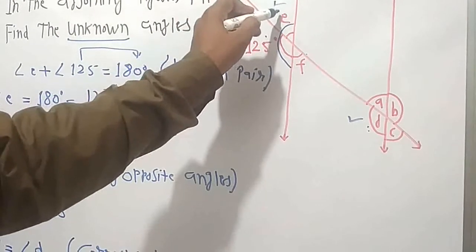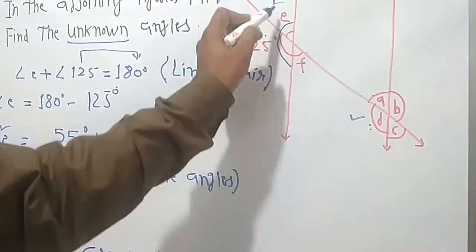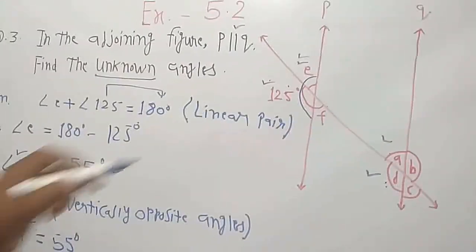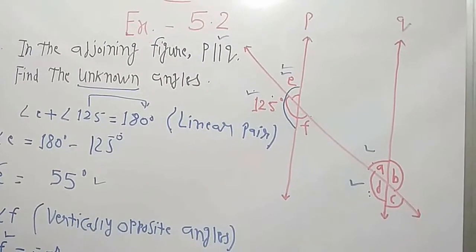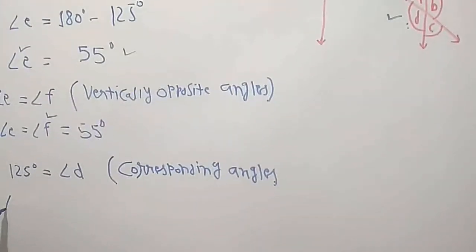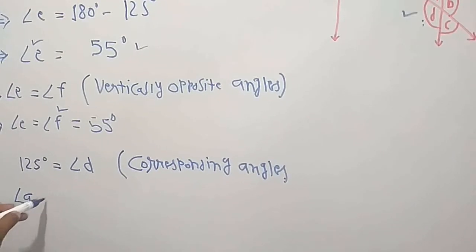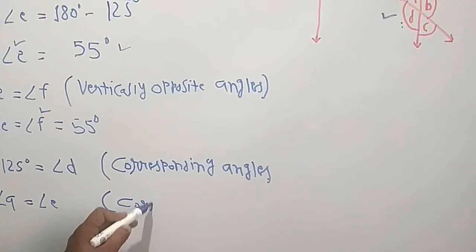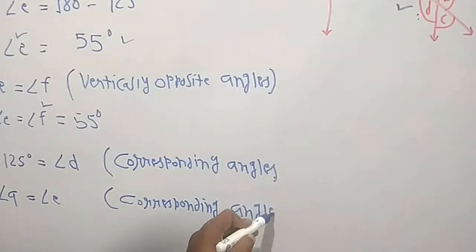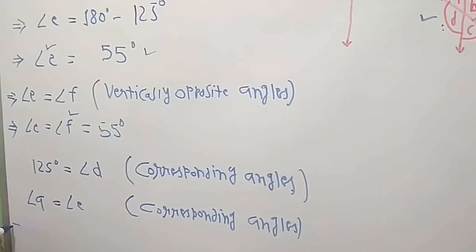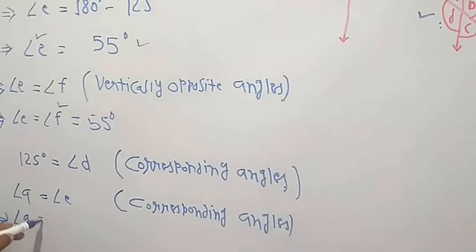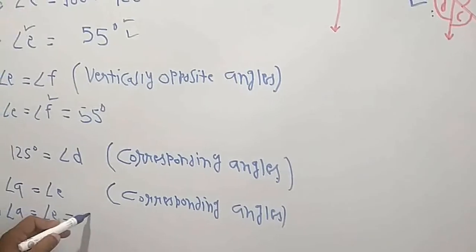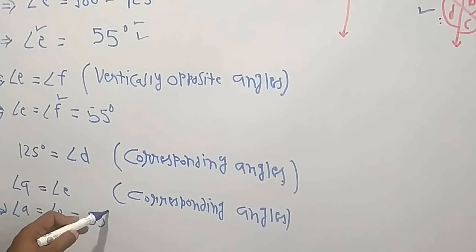Now this is E. E and A both are corresponding angles. So we can write here angle A is equal to angle E from the concept of corresponding angles. So we can write angle A is equal to angle E, and the value of angle E is 55 degrees. So we can write here 55 degrees.